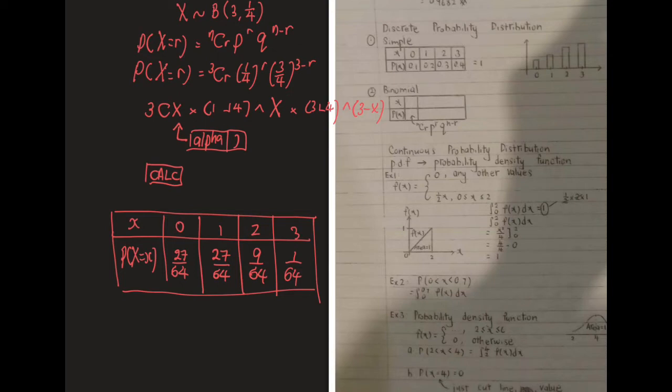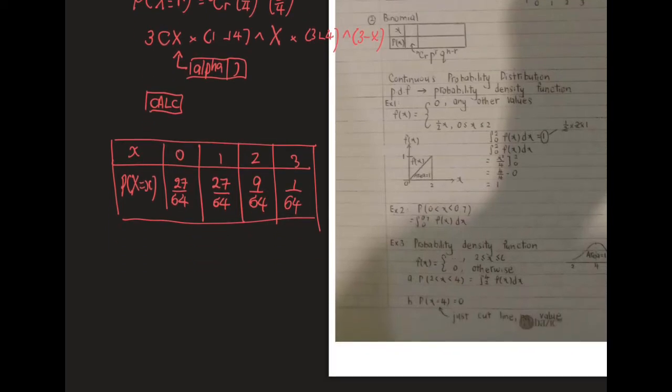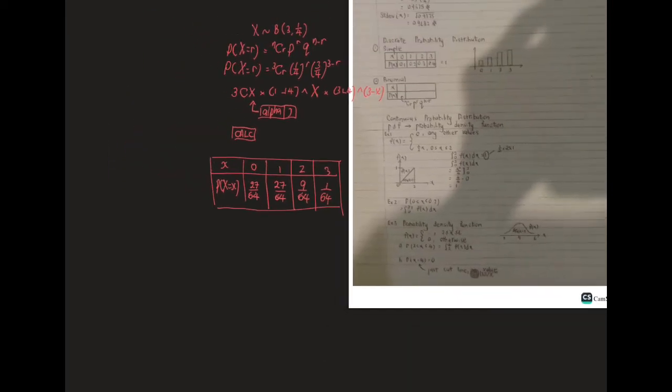Okay, so to find out whether this is correct or not, you just need to add up the probability. If you get 1 at the end, then it is correct. So I check already, we get 1, so this is correct. Now we look at the graph. Probability versus 0, 1, 2, 3. Okay, so it's like this.